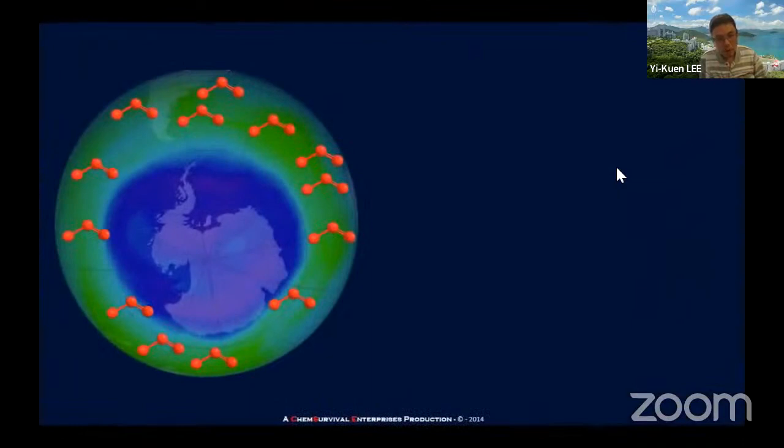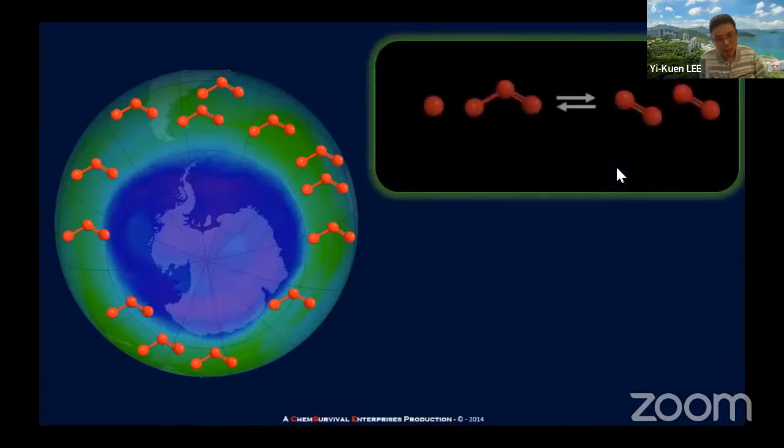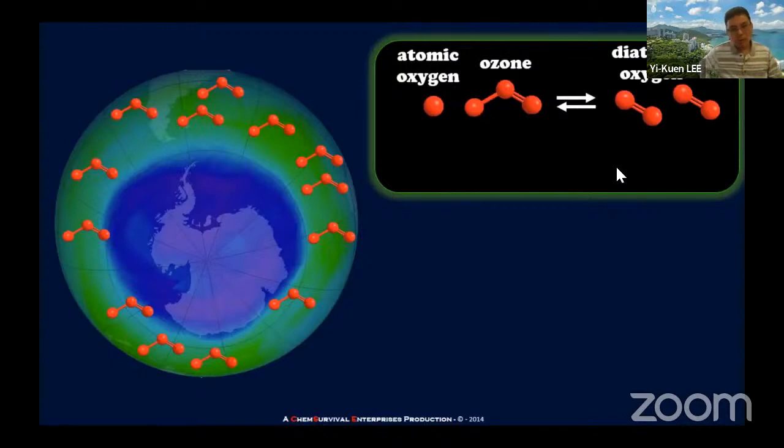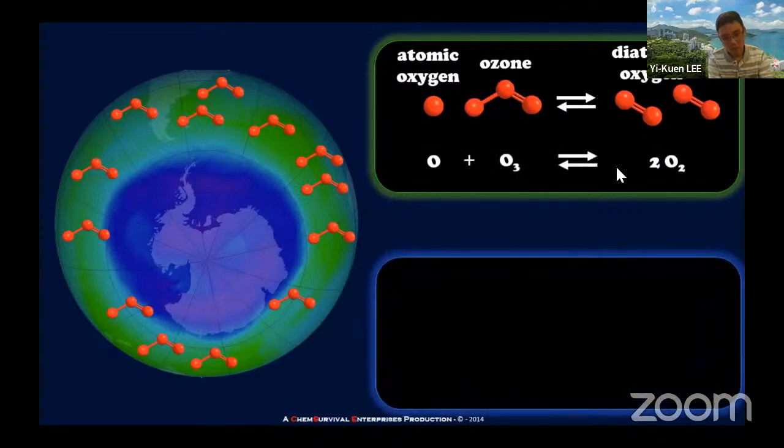Now, the problem that comes with the use of chlorofluorocarbons is that as they reach the upper atmosphere, they change that equilibrium in a way that doesn't suit us very well. So, the normal healthy equilibrium involves atomic oxygen and ozone in equilibrium with diatomic oxygen in a reaction with this kind of stoichiometry. O plus O3 goes to 2O2 and back again.